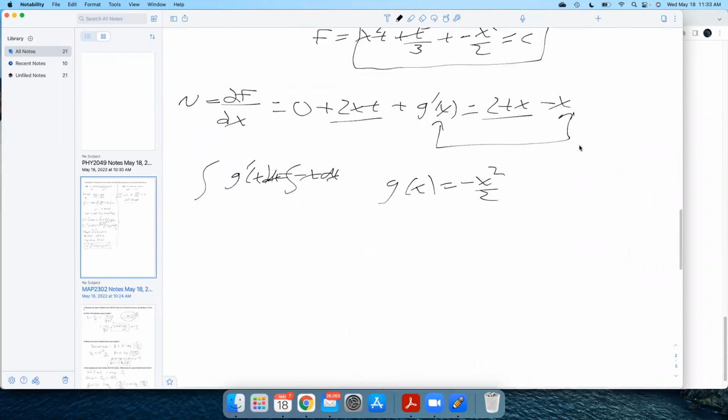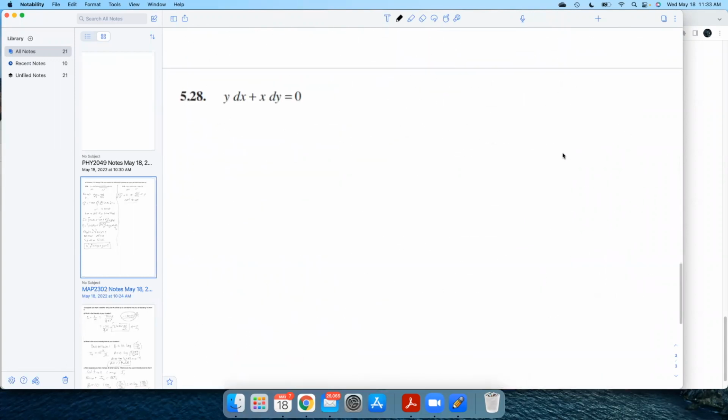Okay, I want to do one more. I'm going to end with the easiest one because I can get a lot of mileage out of this problem. First off, this is exact. So here's m, here's n. Partial m with respect to the wrong guy, y, is 1. Derivative of y with respect to y is 1.